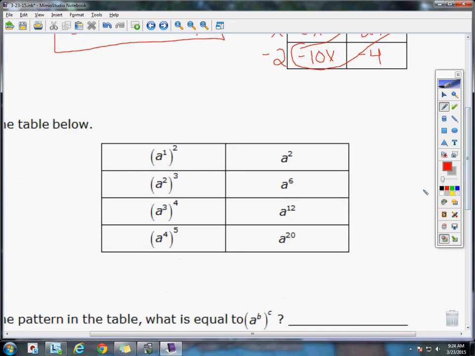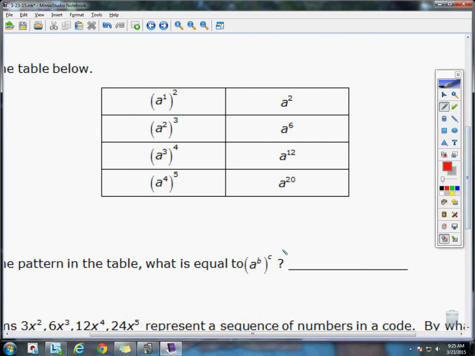Okay, number 2, it says study the table below. You have a to the first power, all of that squared, and it gives you a squared. A squared to the third power gives you a to the sixth. A to the third power, all of that to the fourth power gives you a to the 12th power. A to the fourth power, all of that to the fifth power gives you a to the 20th power. And it says based on the pattern in the table, what is equal to a to the b power, all of that to the c power.